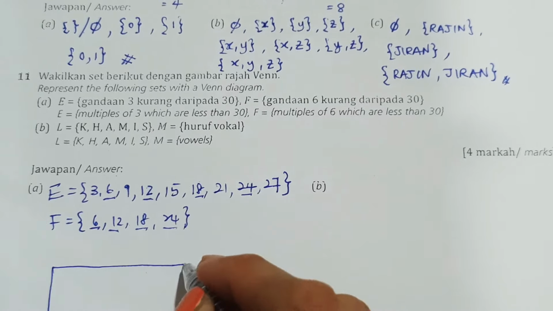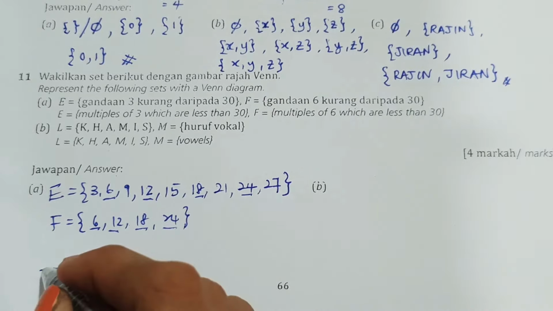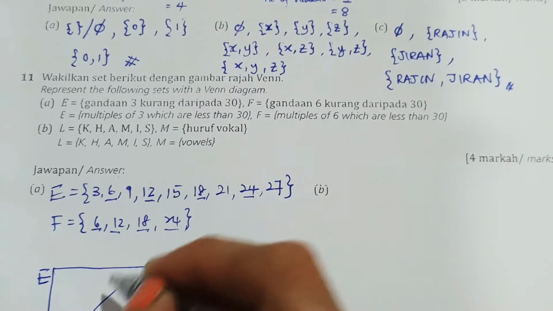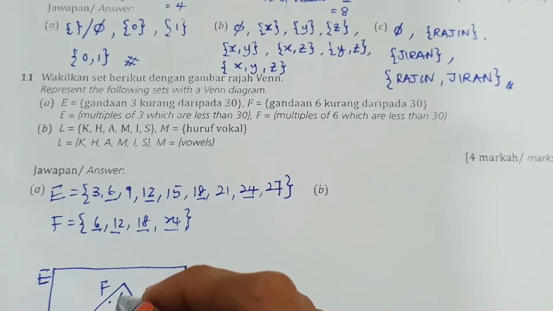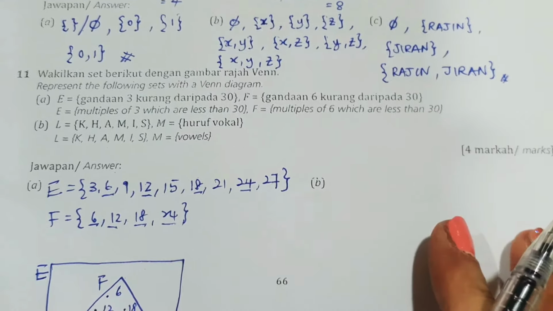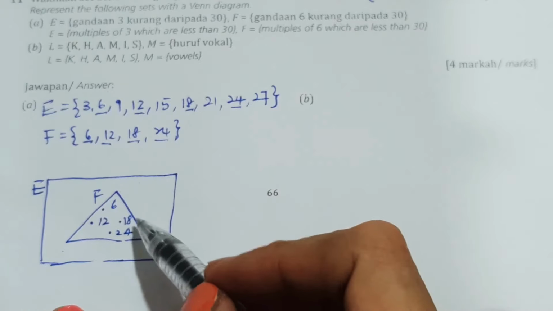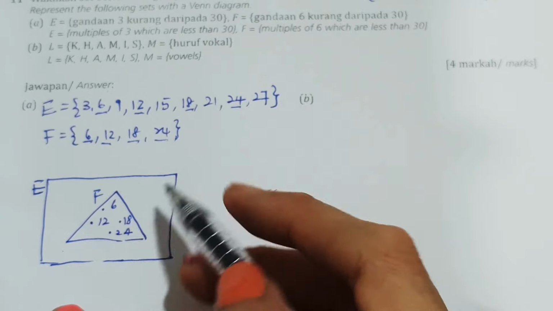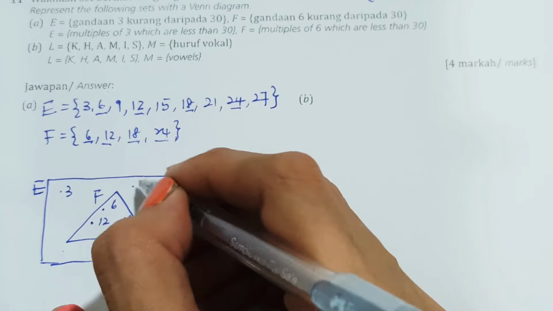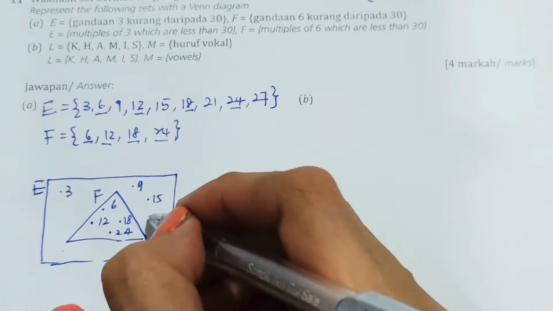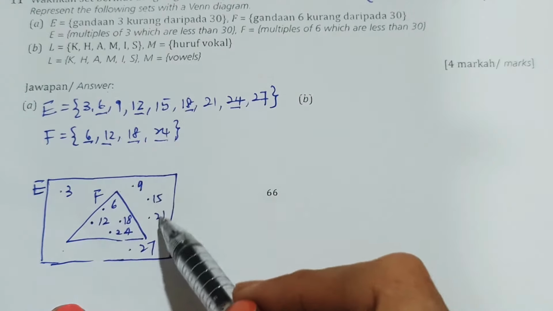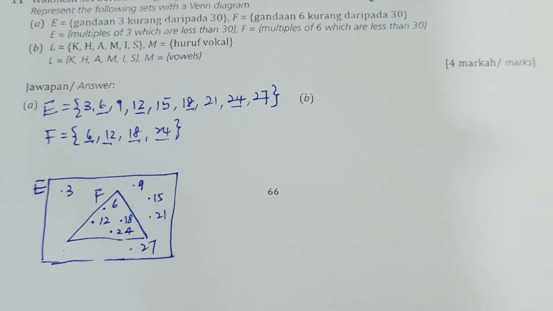Now you can draw a rectangle or circle for E, up to you. And inside, for F, I can also draw a rectangle or I can draw a triangle. Doesn't matter what shape you draw. Okay, whereby 6 is in the F. So all the elements will be written with a dot in front. And the rest of the numbers will be just written anywhere outside the F. Okay, 9, 15, 21, 27. All together, 1, 2, 3, 4, 5, 6, 7, 8, 9. Just want to make sure I don't leave out any number.